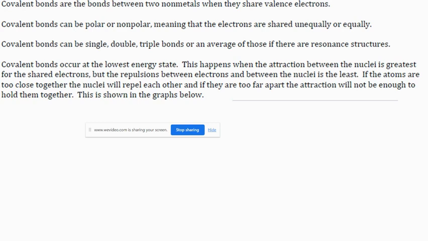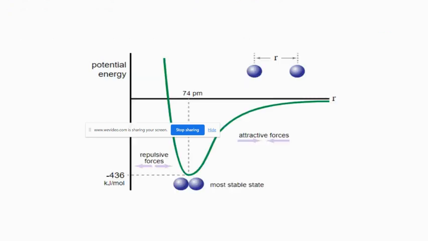Covalent bonds then occur at the lowest energy state. This happens when the attraction between the nuclei and the shared electrons is greatest, but the repulsions are minimized. If the atoms are too close together, then you're going to get repulsion of your nuclei. So there's kind of a sweet spot. Okay, so we've got some graphs here that'll kind of show that.